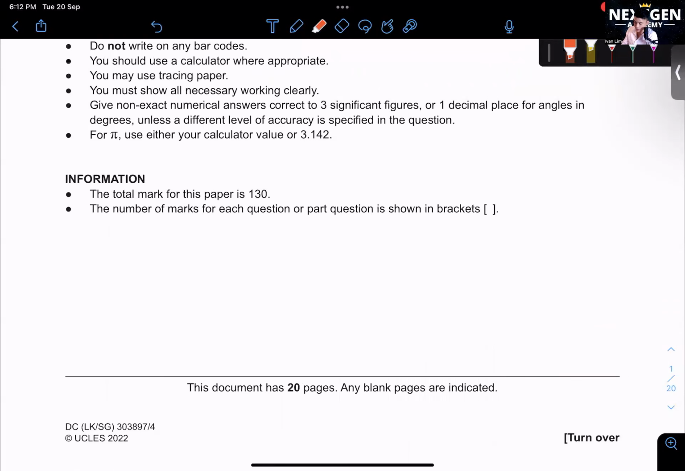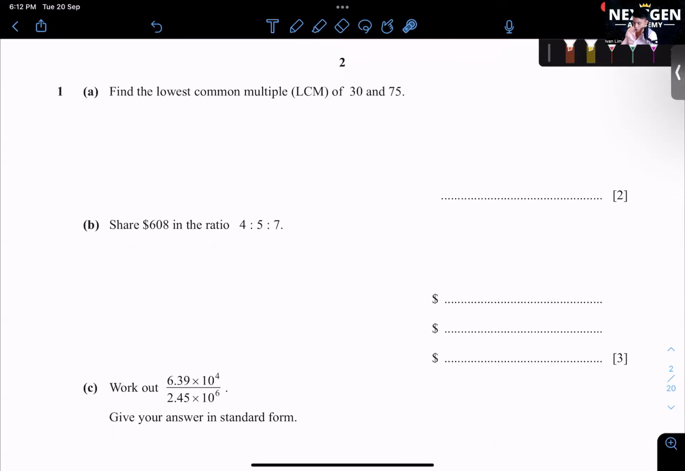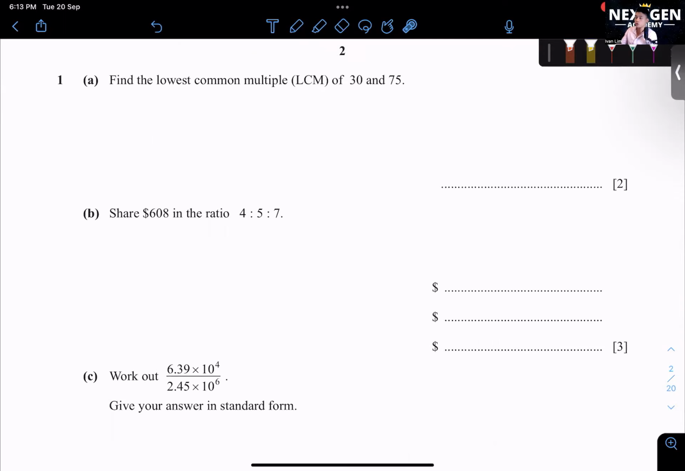So this paper is a 130 marks paper, and make sure you all show all your working. Please download the paper that I've given to you all so that you can see where the marks are at.